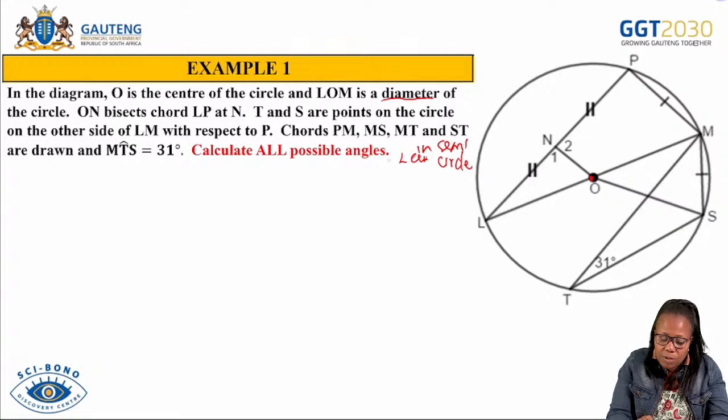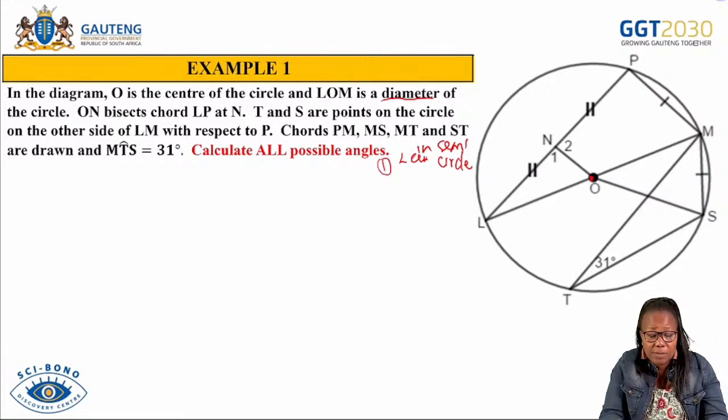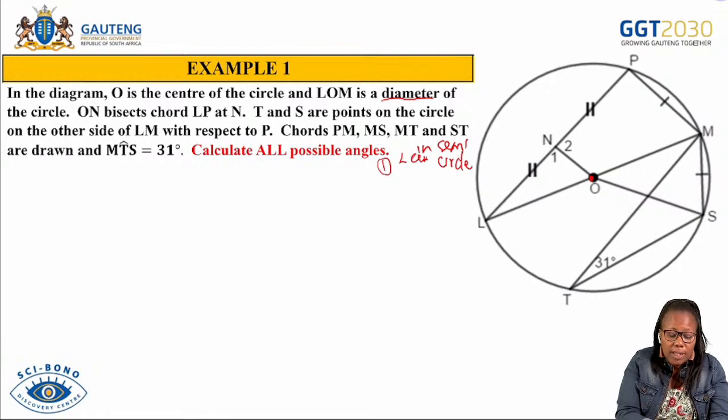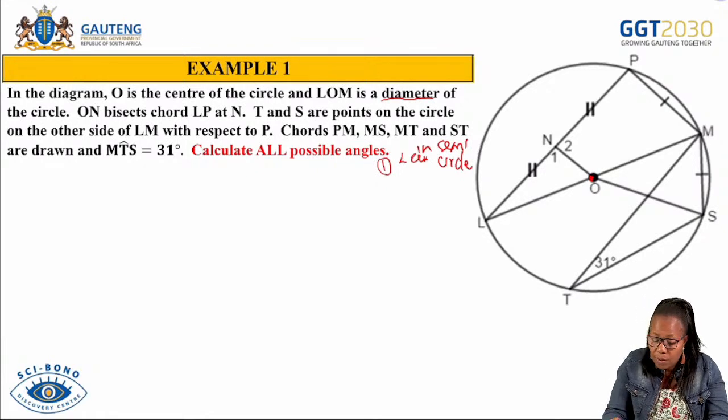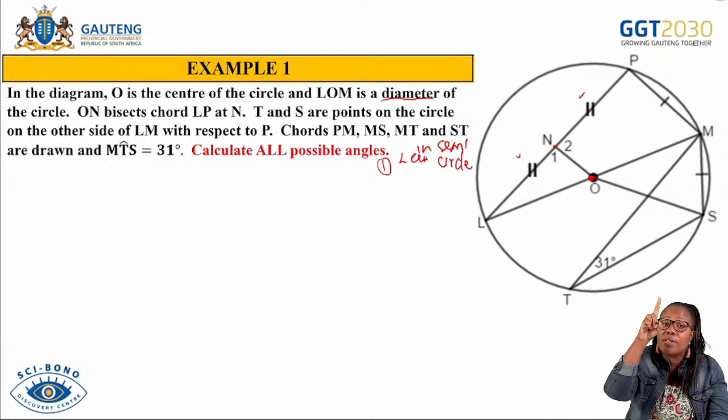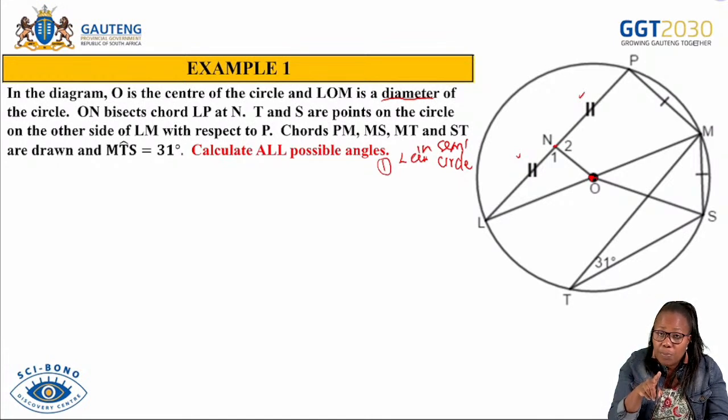That is the first theorem identified by that statement: diameter. Then they say line ON bisects chord LP. As you can see, there's an indication of bisection there. The minute you see a line from the center bisecting the chord, that means it's your theorem: line drawn from center to the midpoint of the chord.